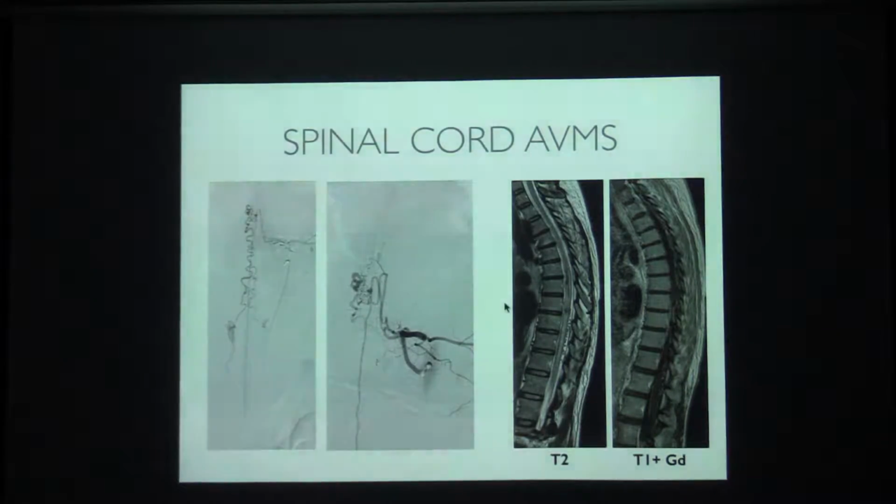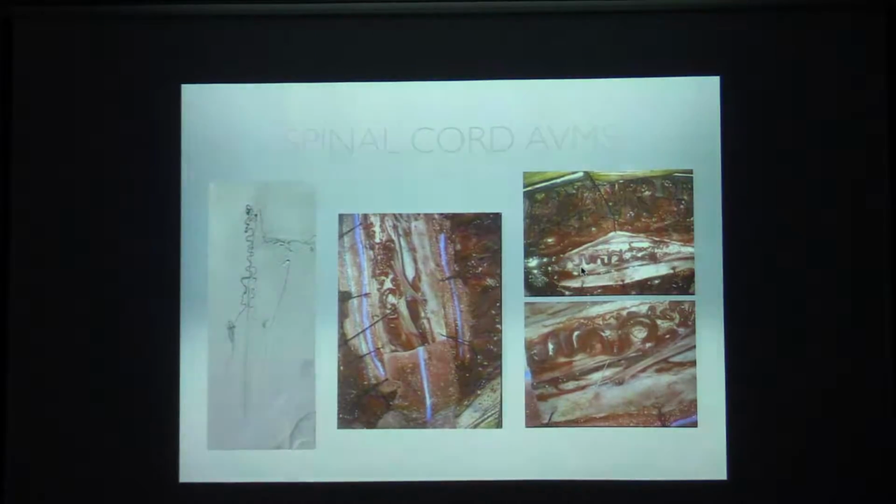And this is how this lesion looks on the MRI. So again, you see those vessels, you see that there's something happening in the cord, maybe a hemorrhage, maybe an old hemorrhage. And this is how it looks on surgery. Those are the dilated veins that you see on the cord. I tried to put those two images together. So this is the draining vein, and this is the nidus here and here.